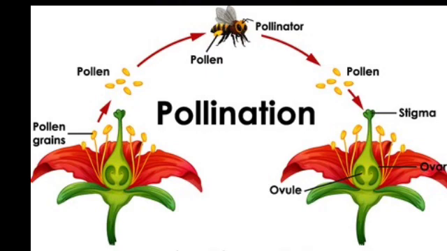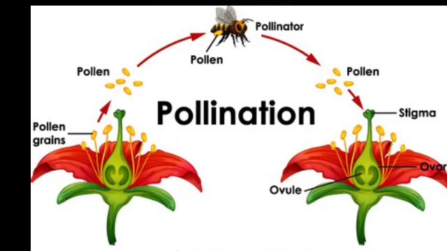Fertilization. The cell which results after fusion of the gametes is called a zygote. The process of fusion of male and female gametes to form a zygote is called fertilization. The zygote develops into an embryo.